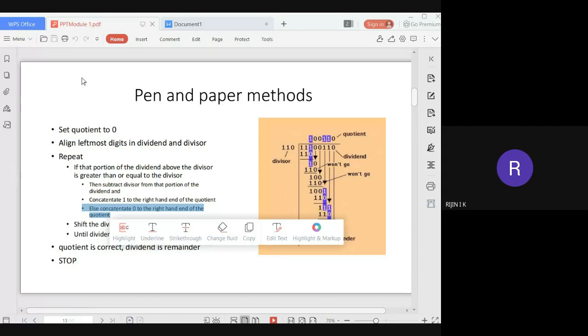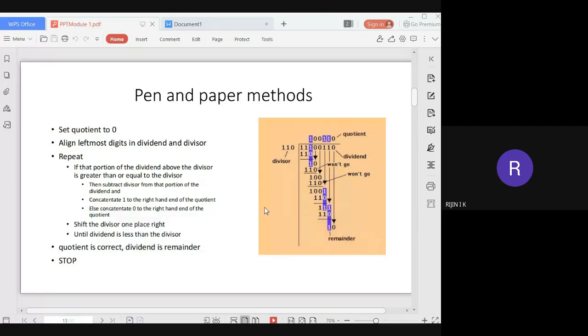Okay, then what we have to do? Just shift the divisor one place to the right. Initially it was here, now we will shift it one place right. Then again we repeat the same process. Repeat, and finally we will get the quotient and the remainder here. Okay, so this is the pen and paper method algorithm.